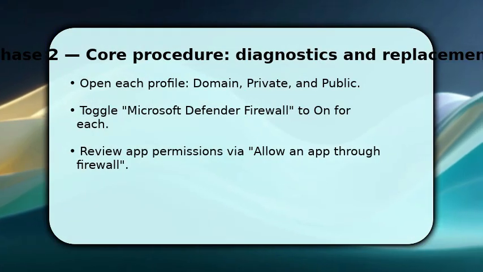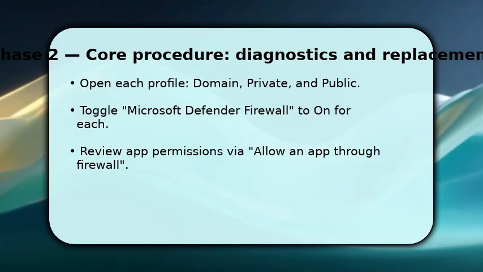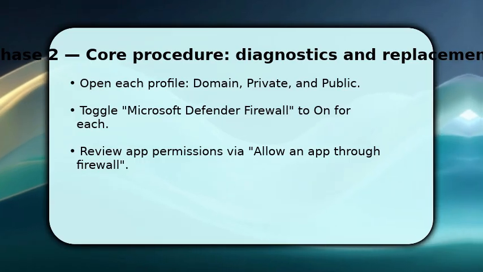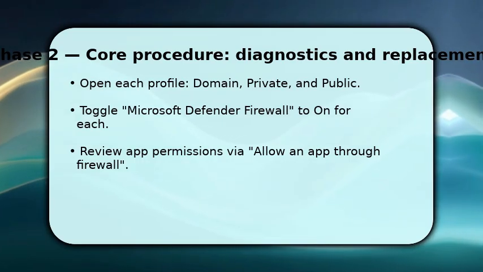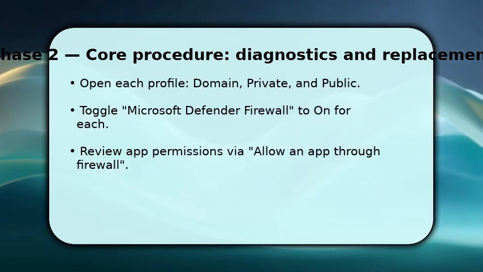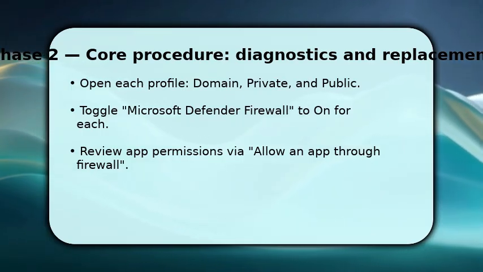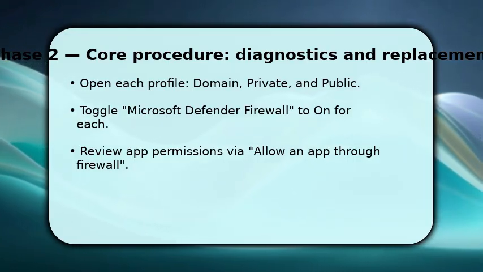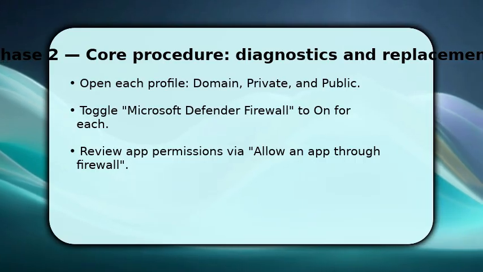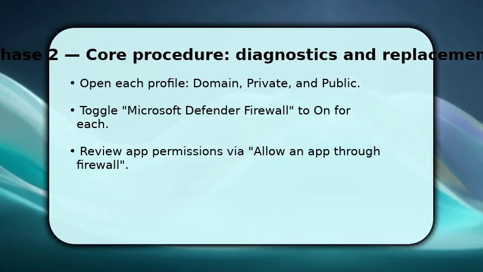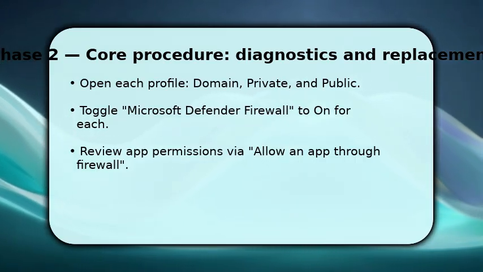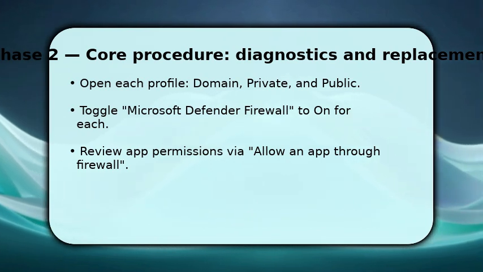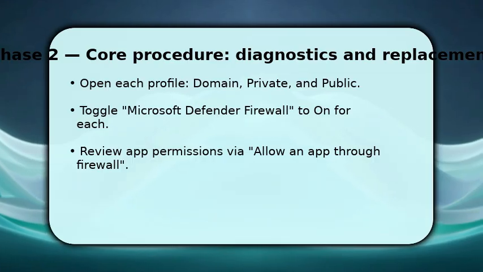Next, enable the firewall for each network profile: domain, private, and public. Click the profile name, then toggle Microsoft Defender Firewall to on. Do this for all three to ensure consistent protection across networks. Once done, go to Allow an app through Firewall to check which programs can communicate. Make adjustments only as needed. This prevents unwanted access while letting trusted apps work. Remember, consistent settings across profiles reduce confusion and close openings that attackers could exploit.